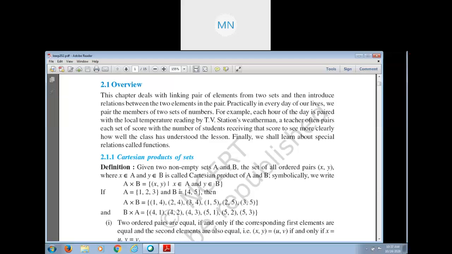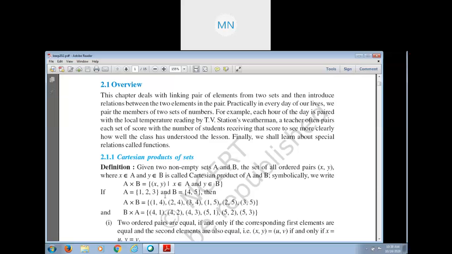A cross B is the set of ordered pairs such that x belongs to A and y belongs to B. Suppose A equals {1, 2, 3} and B equals {4, 5}. Then the Cartesian product can be defined in this way. First take the first element of the first set, so we get (1,4), (1,5). Next we take the second element, that is (2,4), (2,5). And next (3,4), (3,5) will become.